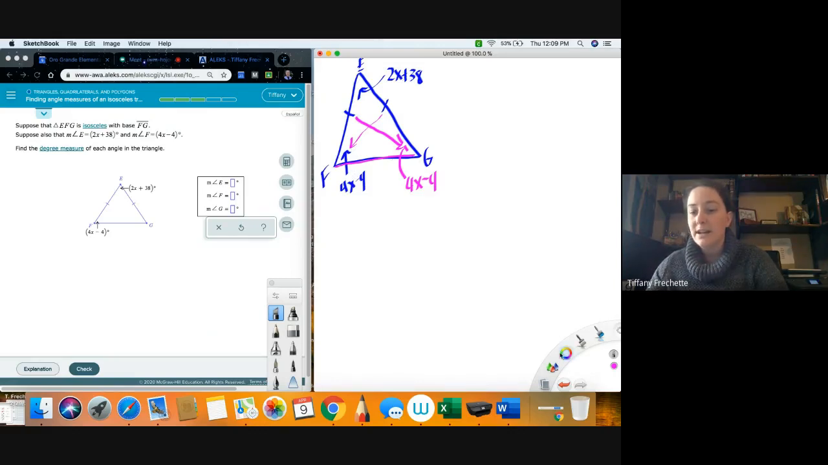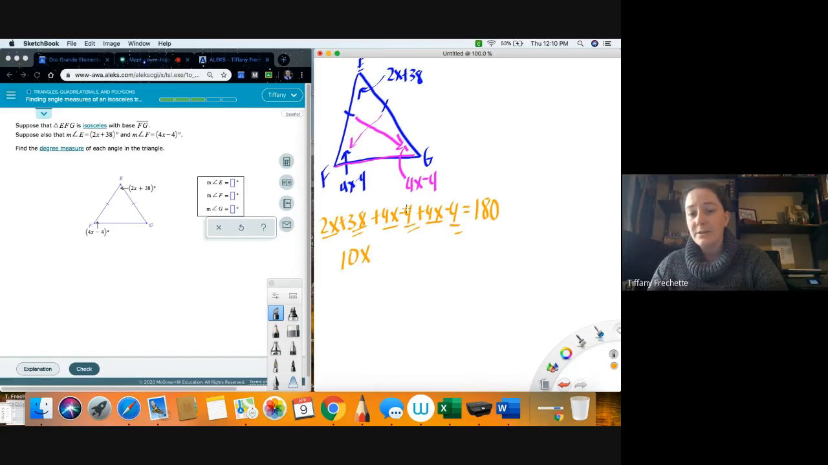So that means that we can take all of these and add them together. So let's see. I'm going to do that down here just so I have a little bit more room. So I have 2x plus 38 plus 4x minus 4 plus 4x minus 4. Remember, what do they all add up to? 180 degrees. All right, so now we're just going to start combining like terms here. So we have 2 plus 4 plus 4, because they all have an x. So that's 8, 9, 10. And then we have 38, 4, and 4. Remember, these are minus 4, minus 4.